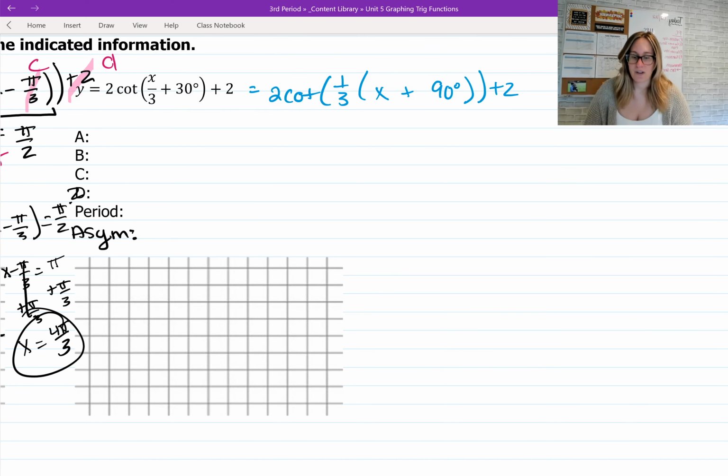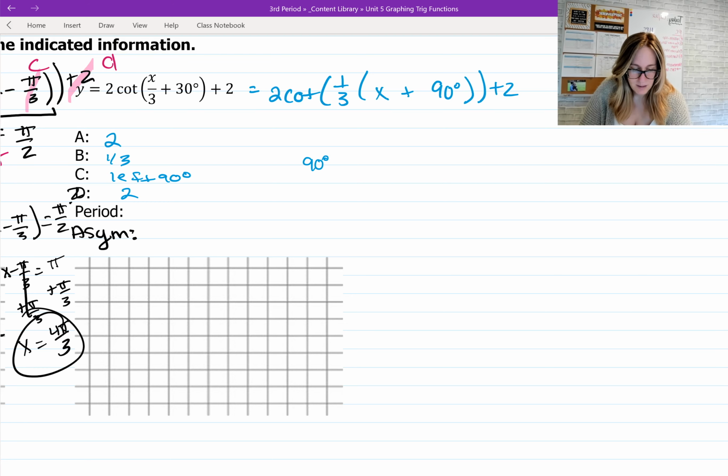So now I can go ahead and fill in my stuff. My A is 2, my B is 1/3. C is left 90 degrees. The D value is 2. My period is 180 divided by my B value, which is 1/3. So 180 divided by 1/3 is 540. So my period is 540 degrees.